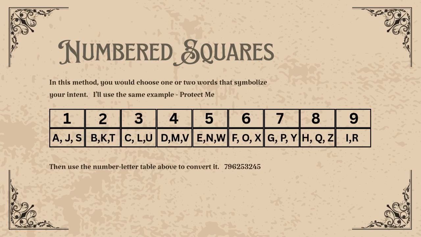Then you would use the numbered letter table above to convert it, kind of like a code. So as you see, my first letter is P, so 7 is where P is. And then you would just follow suit for every letter, and that leaves me with 7, 9, 6, 2, 5, 3, 2, 4, 5.